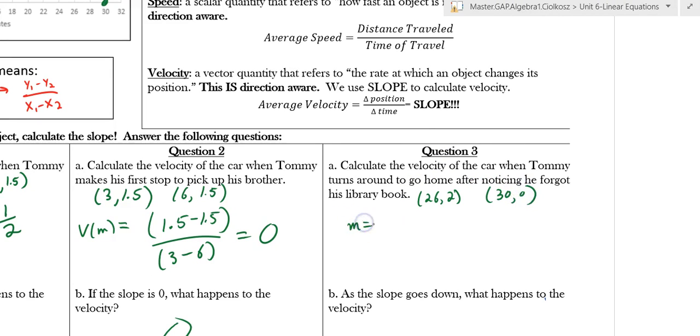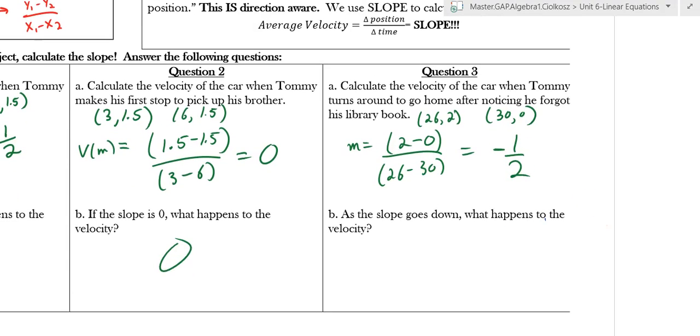So, calculating our slope here. Here, little GeoGebra, little calculator, we're going to end up with negative 1/2. So, as the slope goes down, the velocity here is negative.